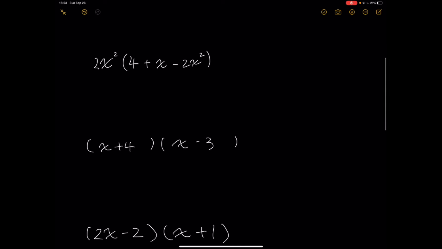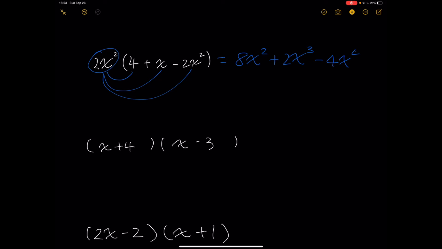Now let's try again. So we have 2x squared this time from the outside. We spread it to 4x and negative 2x squared. So that will look like 8x squared plus 2x to the power 3 minus 4x to the power of 4.